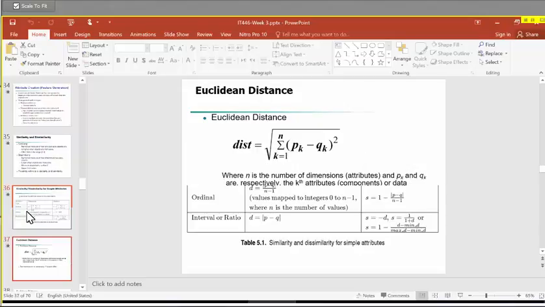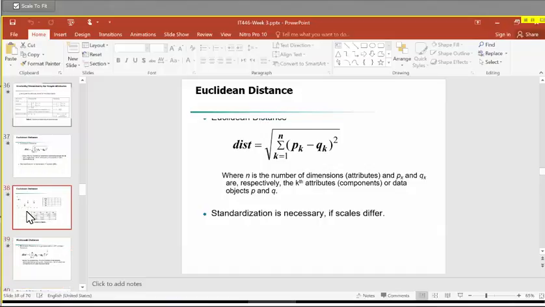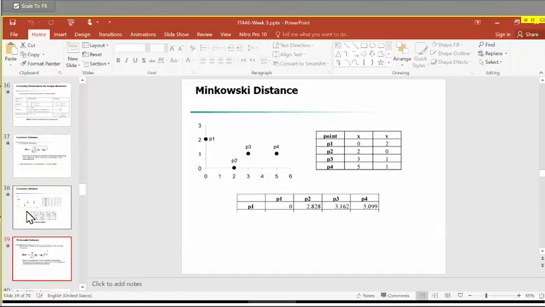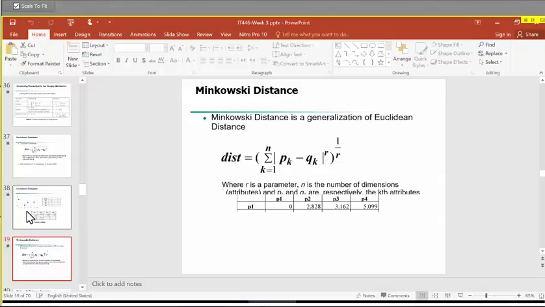Also, we can use the distance between the two features. They can give us the similarity or dissimilarity between two objects. So we can have Euclidean distance, which is a simple distance, and this is the expression and the results. Then we can have a Minkowski distance, which we can also call a generalization of the Euclidean distance. So you can see the expression for this type of distance.